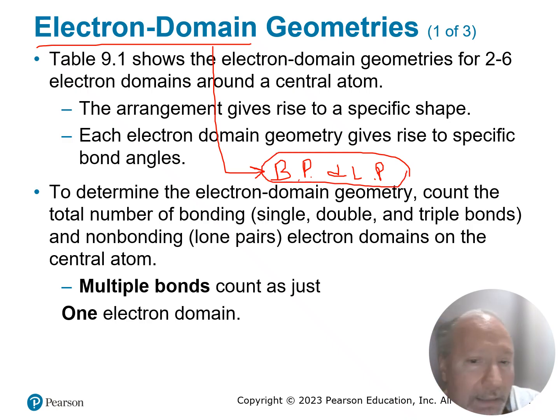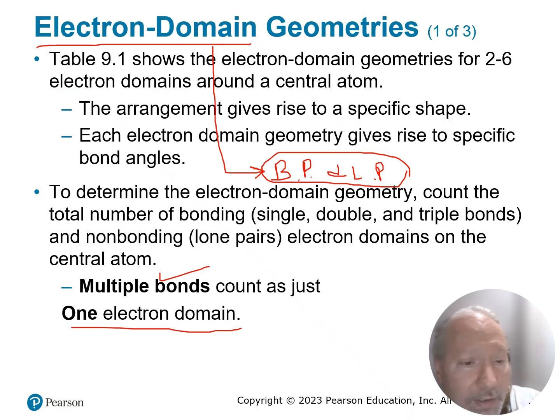We would have one bonded pair and one lone pair. We'd still have 2 electron domains. We could have 2 bonded pairs and 1 lone pair, and we'd have 3 electron domains. Okay, so remember, multiple bonds such as a double and a triple bond only count as 1 electron domain. We don't have to count it twice or 3 times.